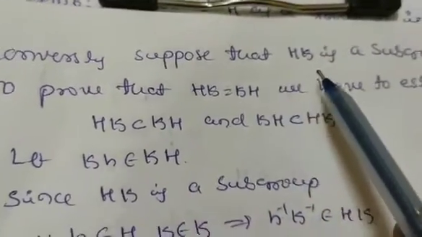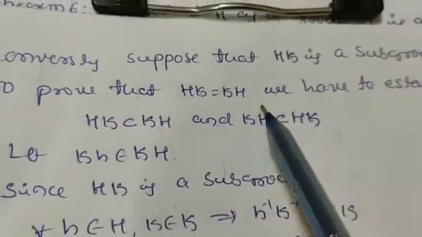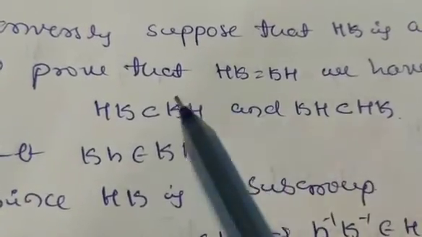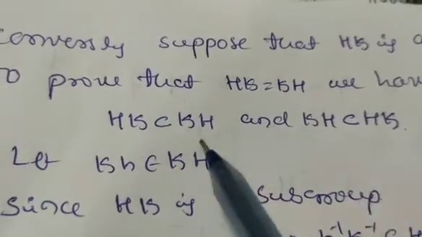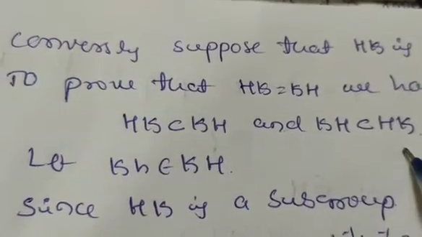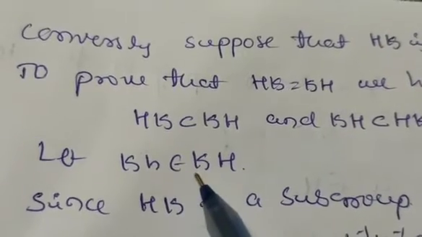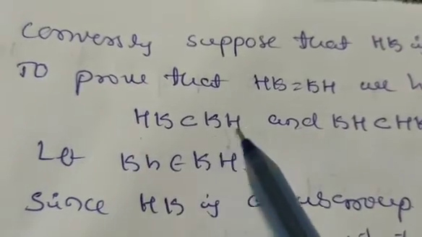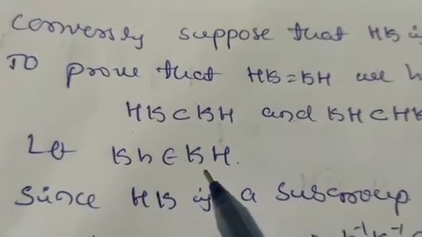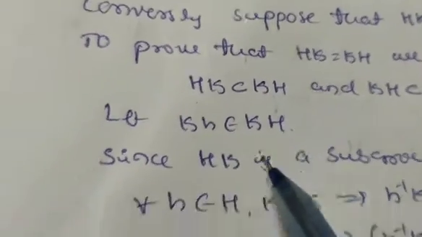Conversely, suppose that HK is a subgroup of G, then we have to prove that HK equals KH. For this we have to establish that HK equals KH, which means we have to prove that HK is a subset of KH and KH is a subset of HK. From these two we can say that HK equals KH. This we have to prove. First let us take one element which belongs to KH. An element of KH is in the form of kh only. Let us take small kh, which belongs to capital KH. This capital KH is the set and this small kh is the element of the set.